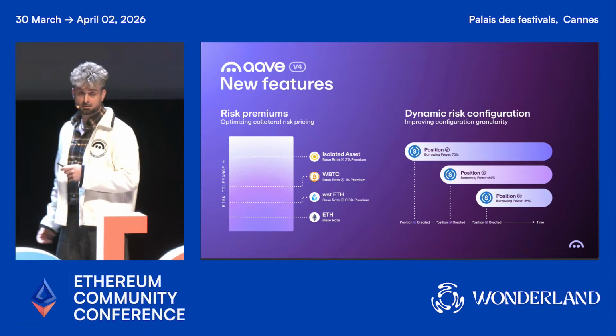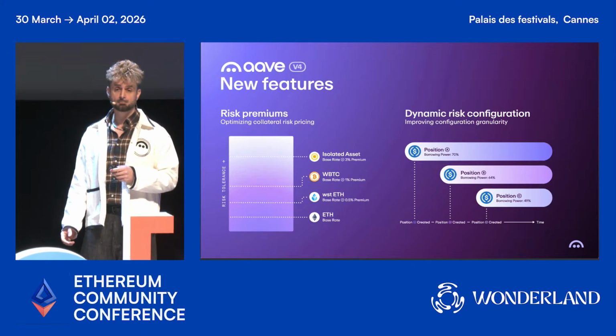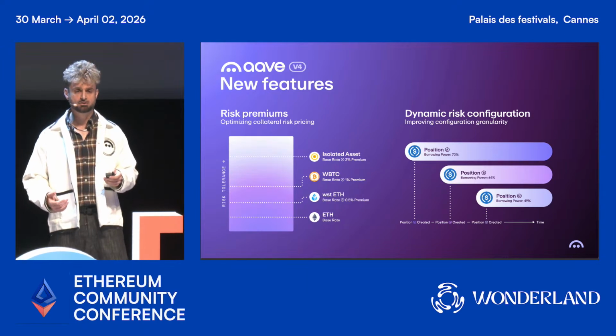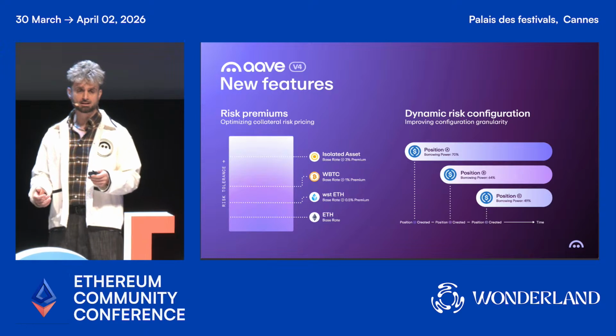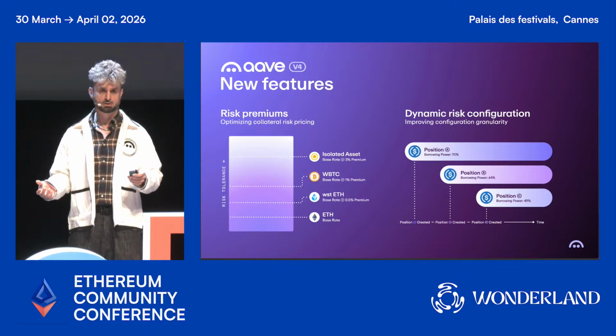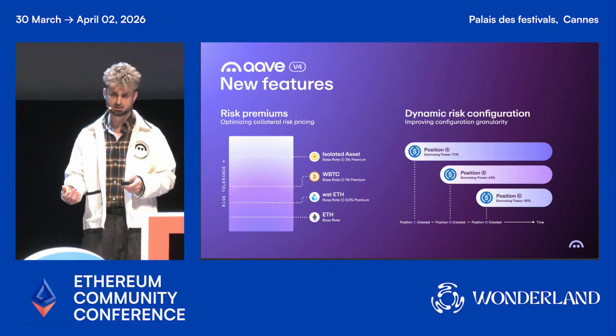The other feature is dynamic risk configuration, where we now have the possibility of changing the configuration for the collaterals in a way that doesn't affect all the borrowers, like it was happening before with previous iterations.